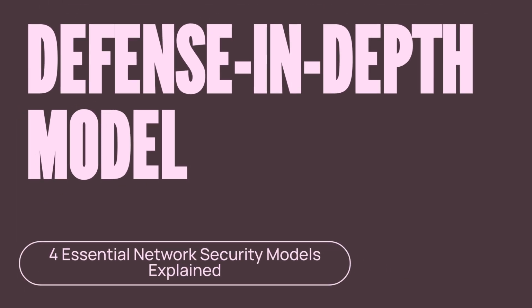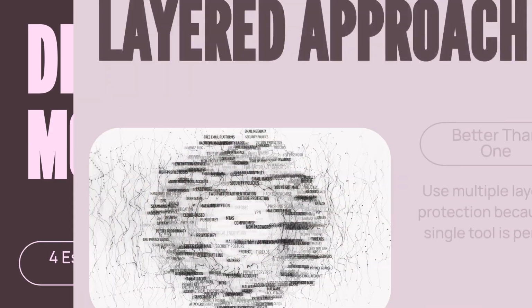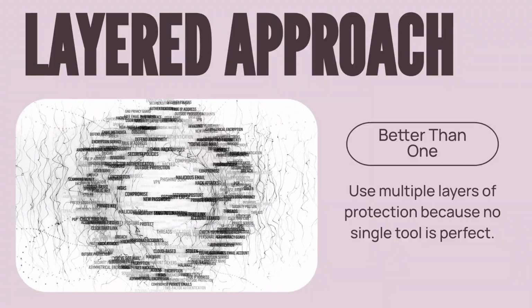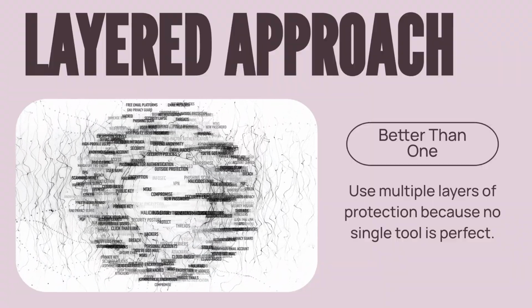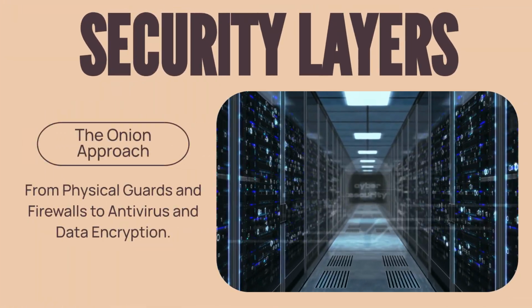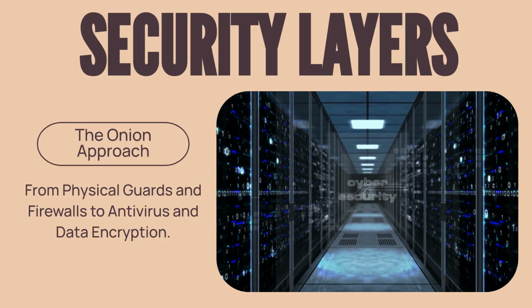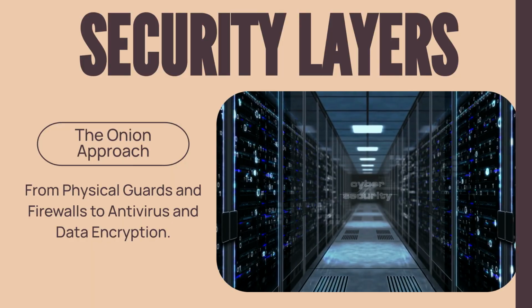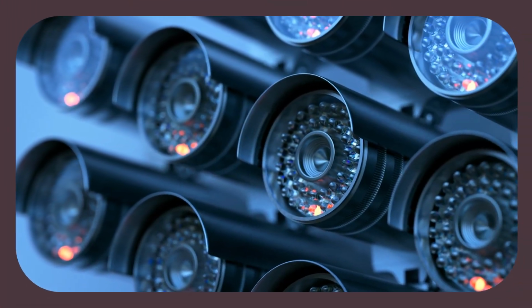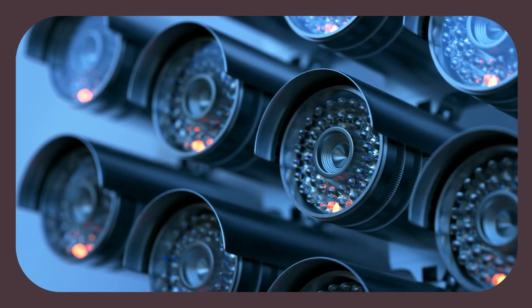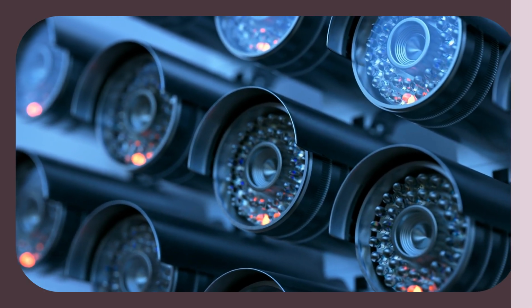Finally, we examine the Defense In-Depth Model, which advocates for a layered approach to security. The core philosophy here is recognizing that no single security tool is perfect. Therefore, multiple layers of protection are used. These layers act like an onion, encompassing everything from a physical security guard to a perimeter firewall, antivirus software, and the final layer of data encryption. The best analogy is a medieval castle. The enemy must pass the moat, the outer wall, and the inner gate to get to the king, your data.